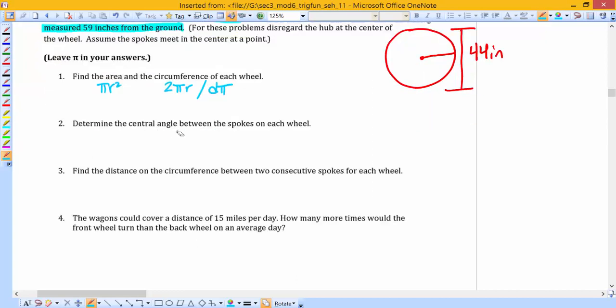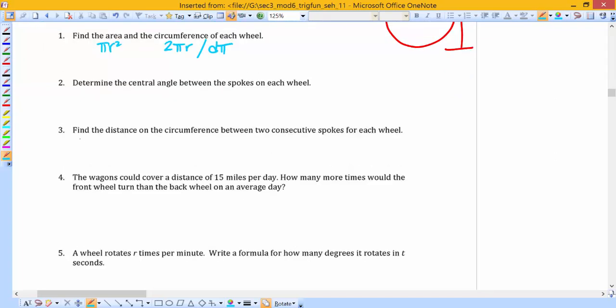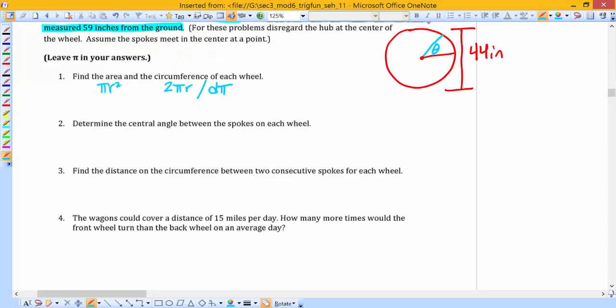Then you're going to find the central angle. Central angle is whatever the theta is between each spoke. So think about how you could find that. Find the distance on the circumference between two consecutive spokes. So going back up to your picture, you're finding this part. So it's the distance on the circumference. So think, okay, I'm going to need circumference, and then you only want one piece. So what do you need to do to find that?